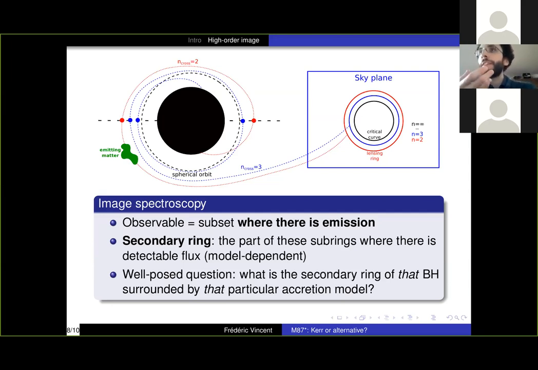the following question is not well posed. What is the secondary ring of a Kerr black hole of spin 0.5? This is not a well-posed question. A well-posed question is, what is the secondary ring of a Kerr black hole of spin 0.5 surrounded by this particular model of accretion flow and this particular model of emission?